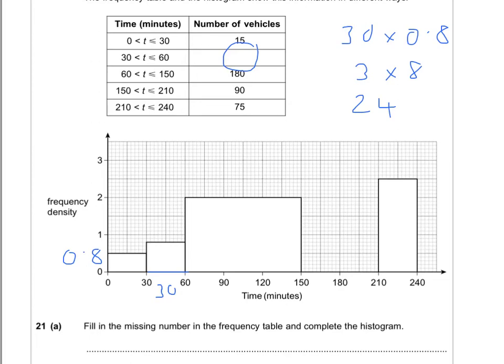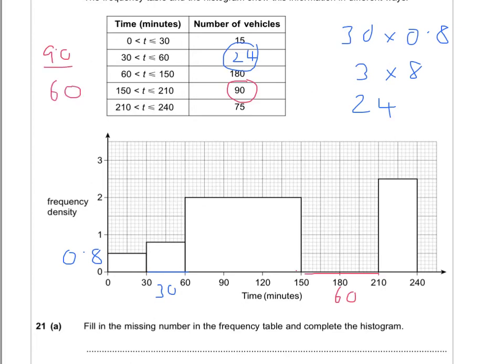Alright, so let's just fill that in the table. So filling that in the table, we have 24. Okay, doing the bar by the same kind of idea, it is 150 to 210. That is 60 across. We want the area to be 90. Right, we want the area to be 90. So really what we're saying is it is 60 times what to get 90, or 90 divided by 60.